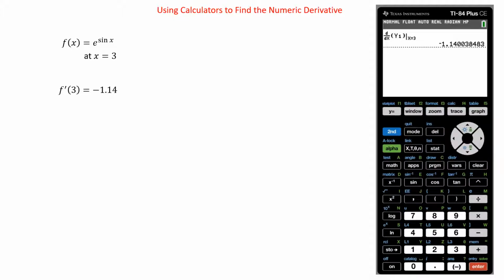And that's what we have for this section. We have higher order derivatives. We have some relationship between position, velocity, and acceleration. And then we have being able to find a numeric derivative on our calculator. Of all the ones that we've done, this one should not be the hardest. But keep working problems, keep asking questions, and as always, happy mathing.